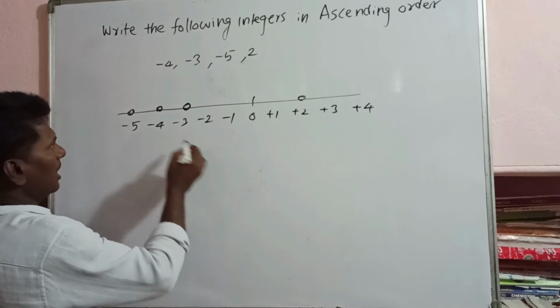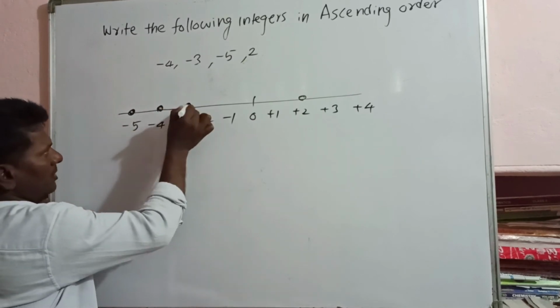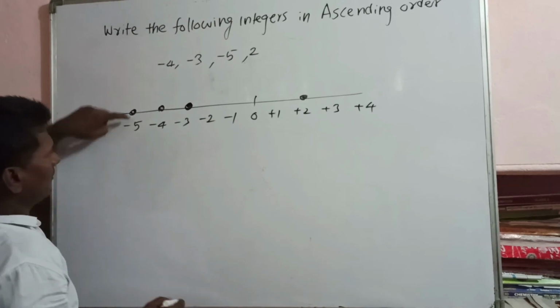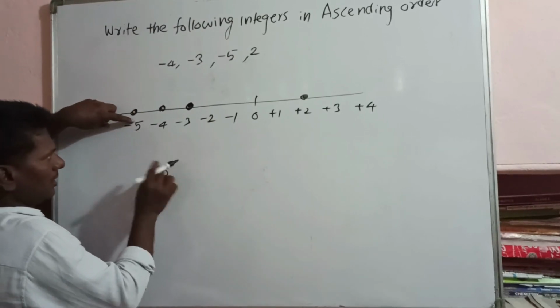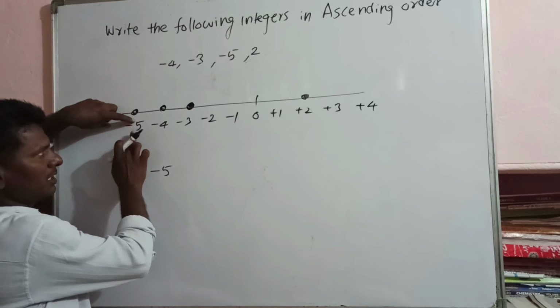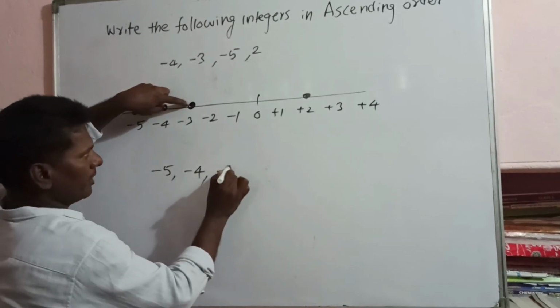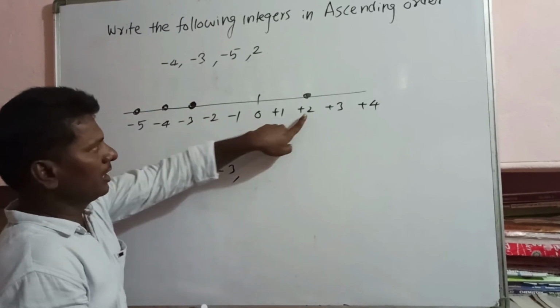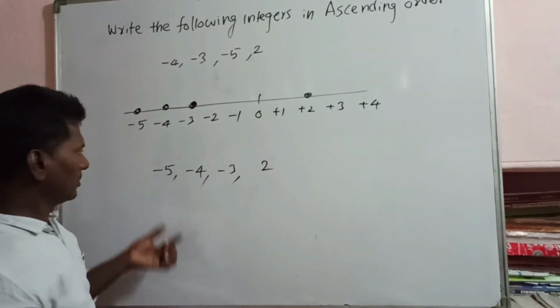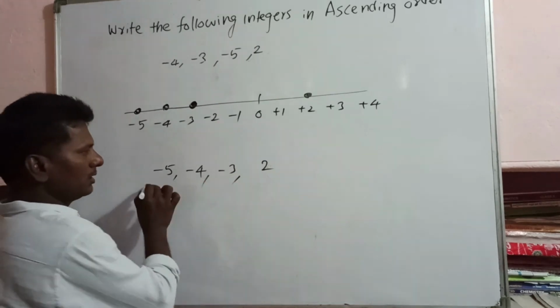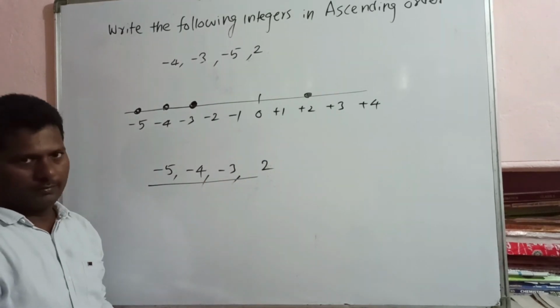So already we have put some dotted circles here. First I get minus 5. This is the smallest integer. After that minus 4. Next we have minus 3. And finally we have plus 2. So minus 5, minus 4, minus 3, 2. This is in ascending order.